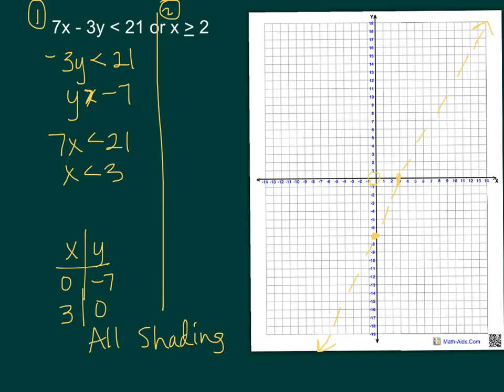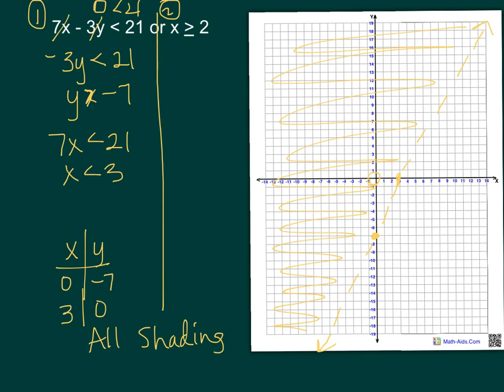And we always test the point 0, 0. So if I plug a 0 in for x, it cancels. A 0 in for y, it cancels. And I'm left with 0 is less than 21. Well, guess what? 0 is less than 21. In other words, the 0, 0 worked. So everything on the side with the 0, 0 is going to work.